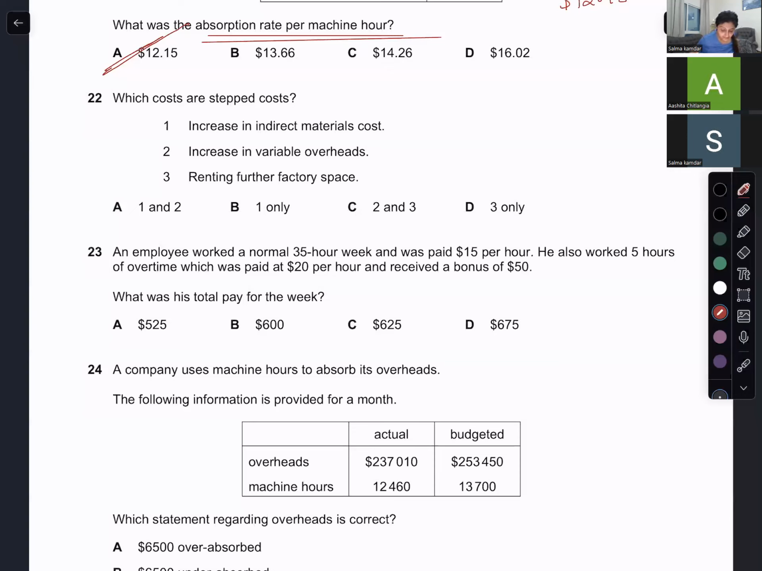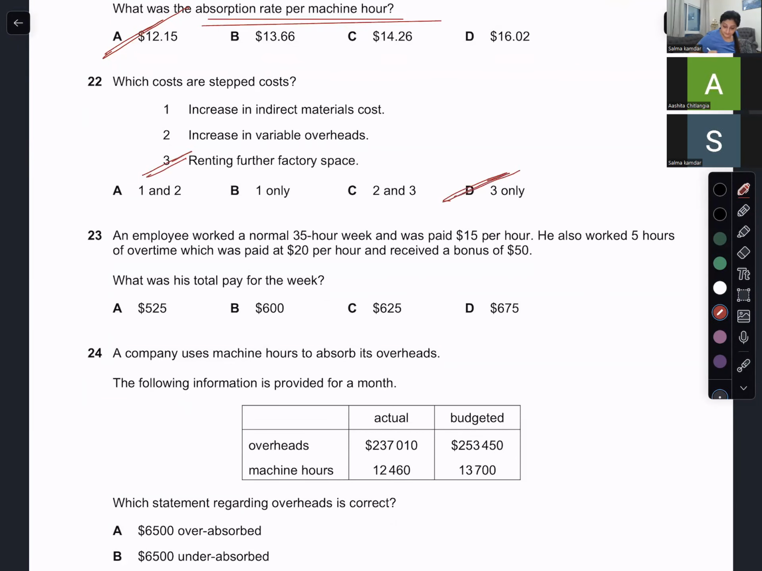Okay. What else? Step costs are basically costs that increase in steps because of changes in variable cost and fixed cost. Yeah, it's like that.